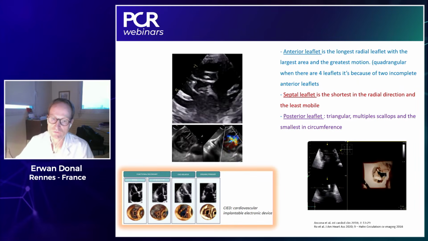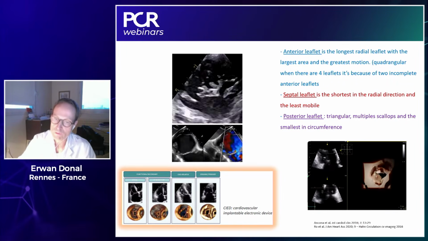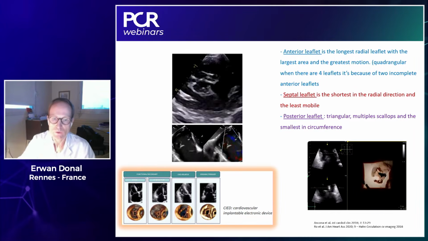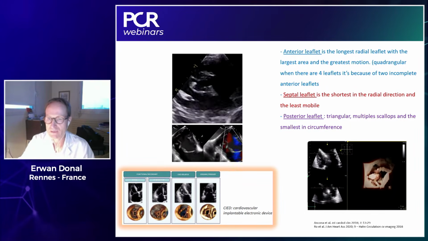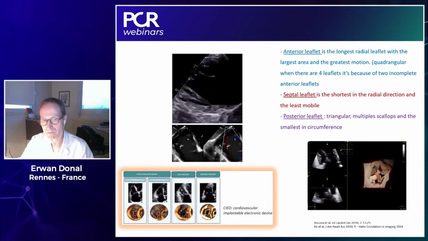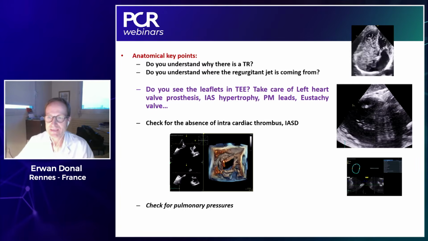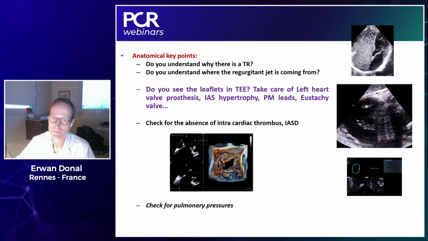And I really want to emphasize what has been said by Denisa. We have the primary TR that are quite rare. We have the functional TR related to the RV, related to the RA, and related to the pacemaker leads. And then if we have to select the device that we will use, we really have to understand why there is a TR. Do we understand where the jet is coming from?